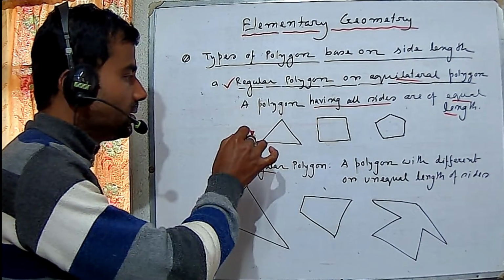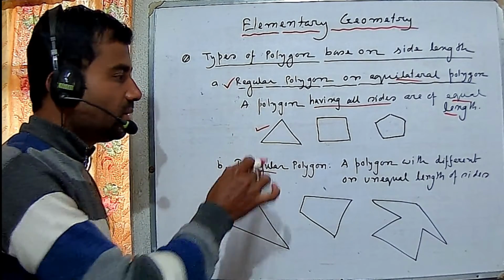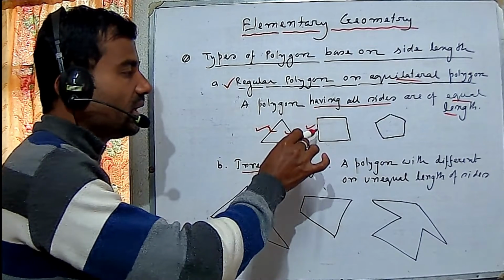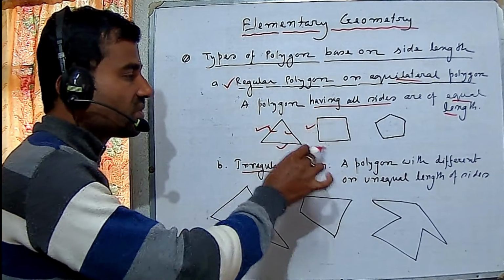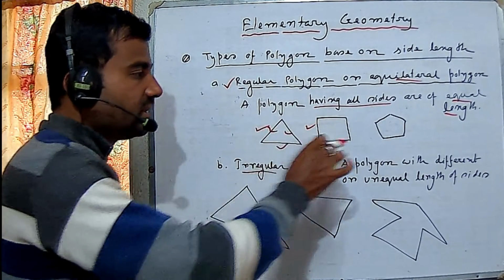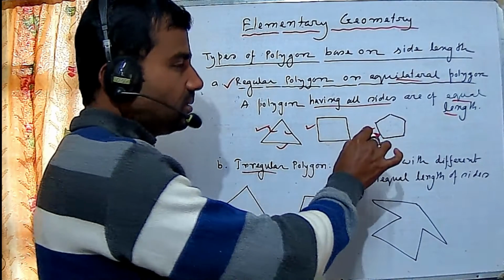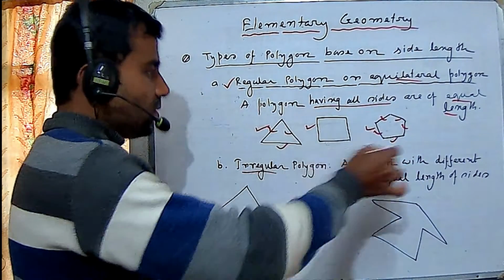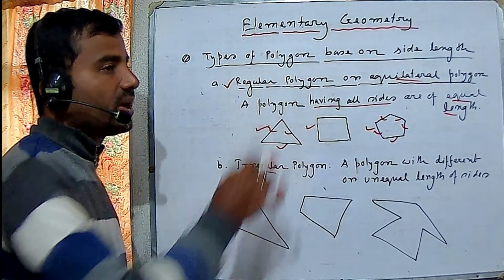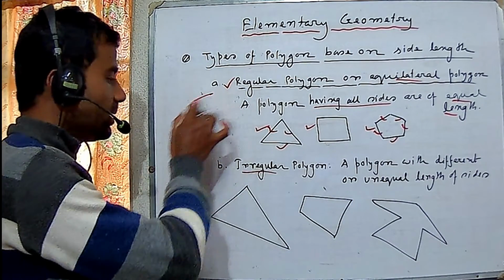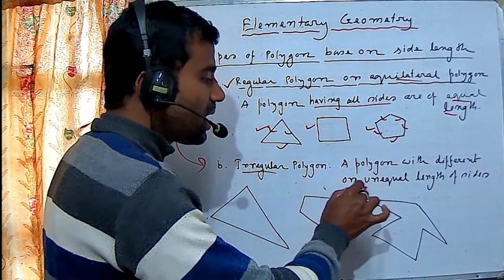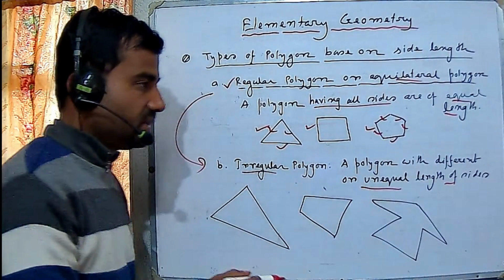This is an equilateral triangle where these three sides are equal. This is a square with four sides of equal length. This is a pentagon where all sides are equal. So these figures are all known as regular polygons. On the other hand, an irregular polygon is a polygon with different or unequal lengths of sides.